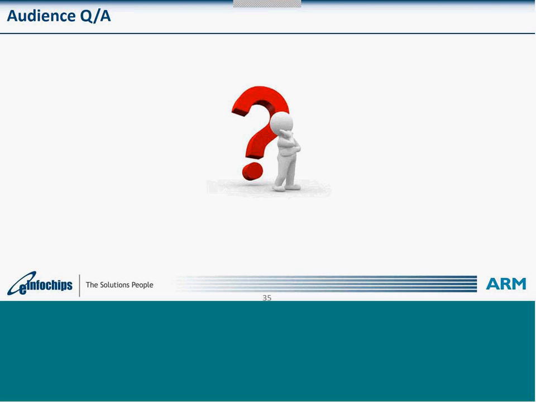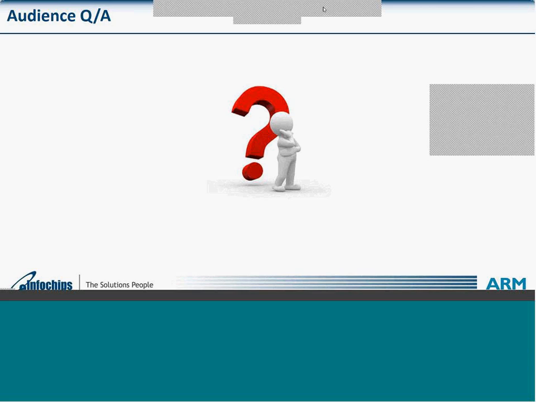Thanks, Nirmit, for covering this segment of the presentation. I have a few questions popping up in the box. The first question, Jeba, for you is, what was the utilization of this A5 chip?